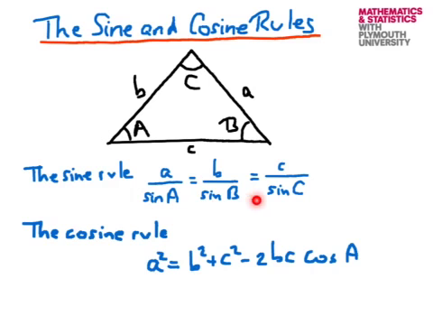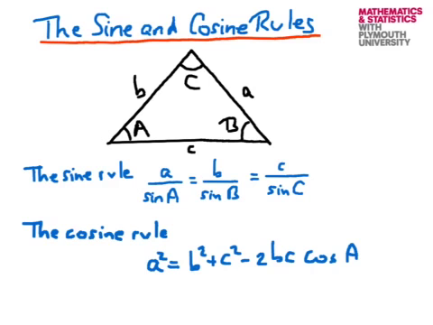I've then written down here the sine rule and the cosine rule, so let's look at each of them in turn. The sine rule says that for a general triangle, the side a divided by the sine of the facing angle, capital A, is equal to the same ratio for any of the other angles and sides. So for example, this ratio is also equal to b divided by the sine of the facing angle B, and it's also equal to this length c divided by the sine of the facing angle capital C. So that's the sine rule.